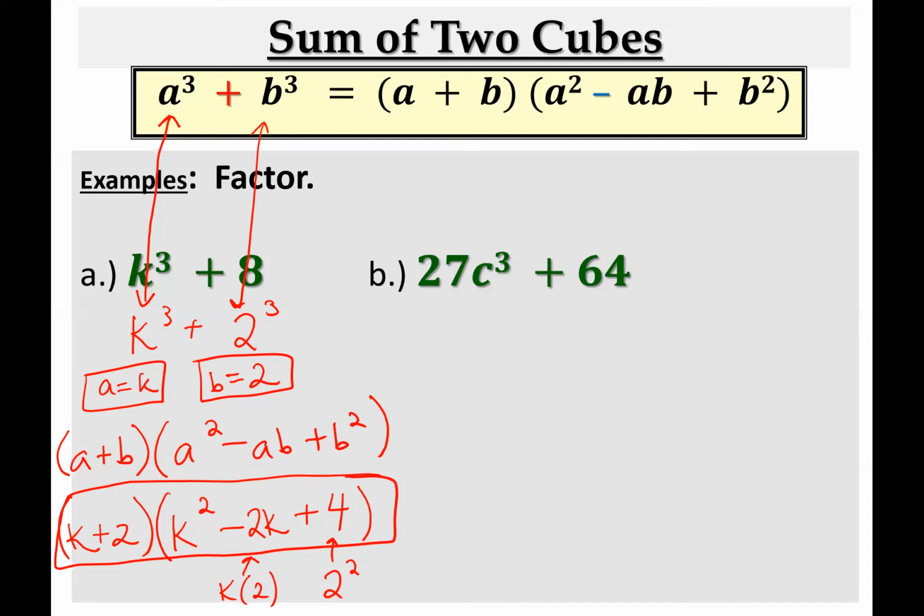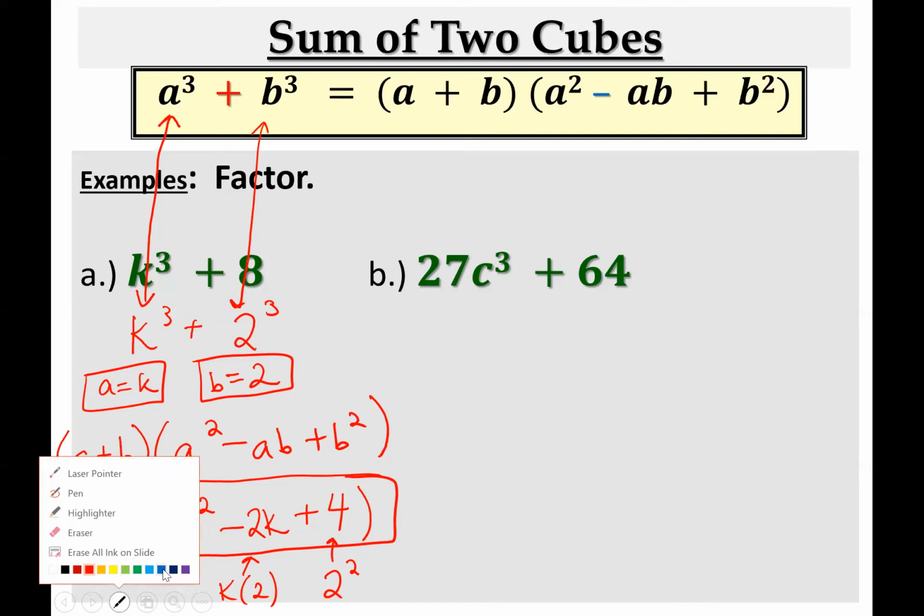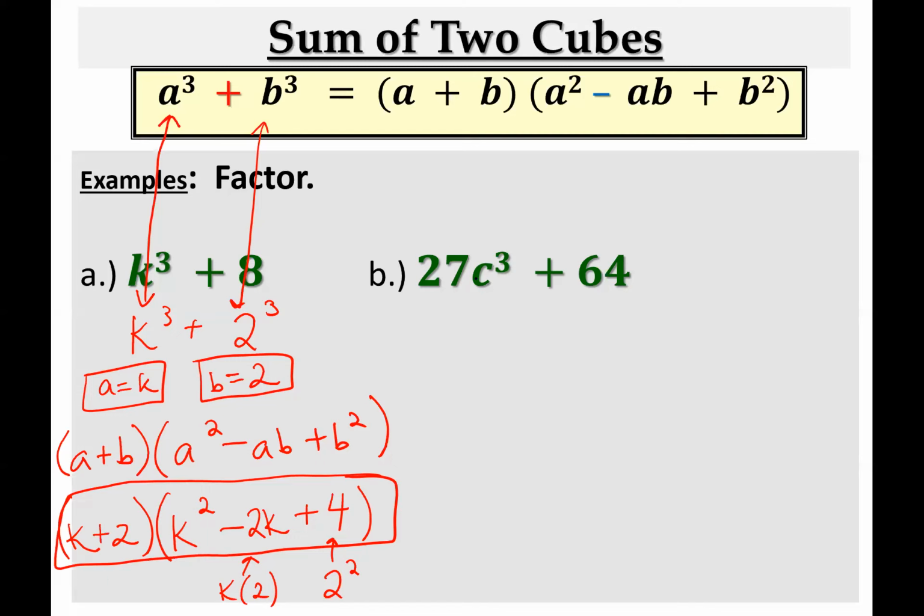All right, so 27c to the third plus 64. This is our next problem. 27 is equal to 3 cubed. Okay, so this first term, 27c to the third, I'm recognizing that that's equal to 3c in parentheses to the third. In other words, a is equal to 3c when I do my problem. 64, that's equal to 4 to the third, or 4 cubed. So b is equal to 4.